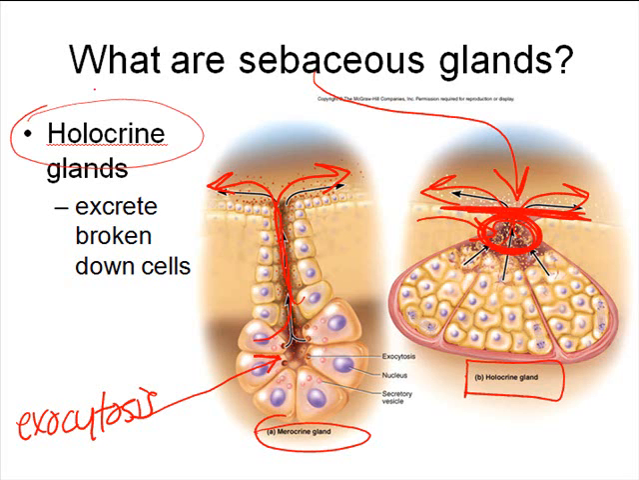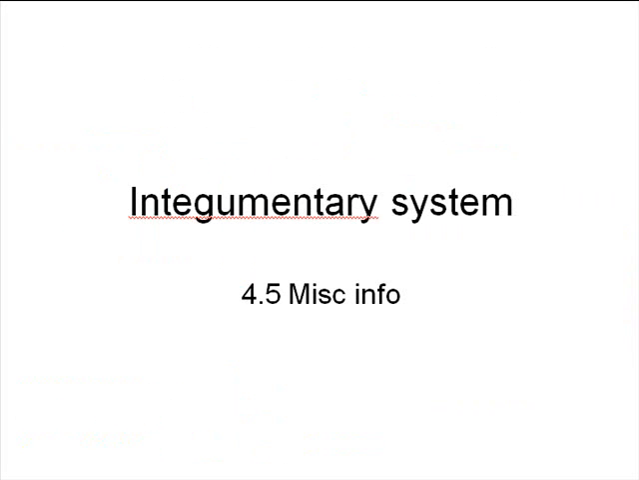That's different from sweat glands, which are merocrine glands, where they exocytose little vesicles filled with blood plasma or blood plasma filtrate or some modified version like milk or ceruminous, that wax substance. So that's the end of all of our skin derivatives. The last thing I'm going to talk about in the next part of this lecture is just some miscellaneous information relevant to the integumentary system.